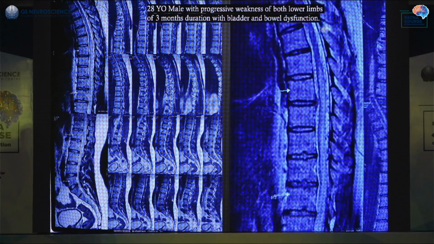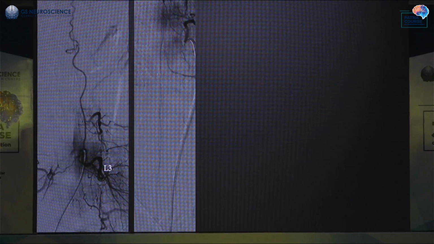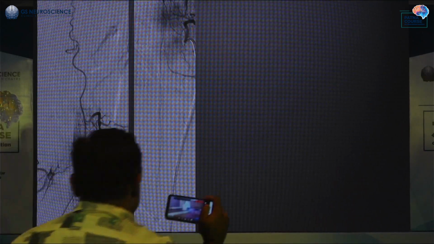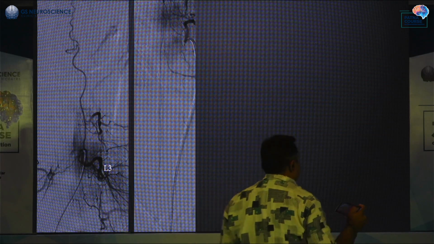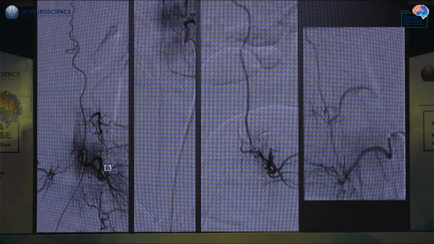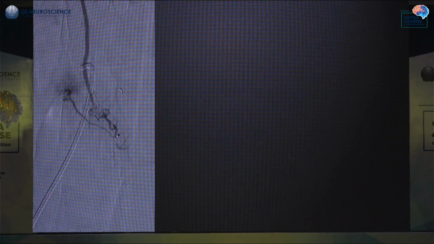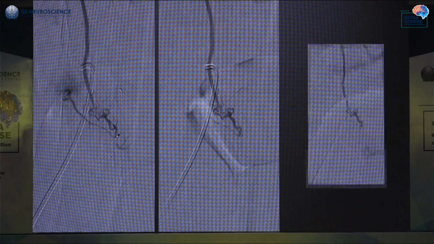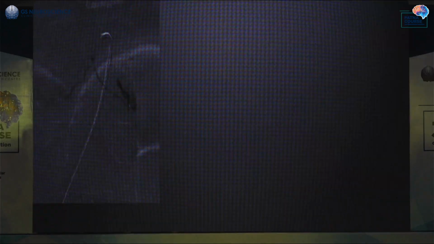This is a young male who presented with progressive weakness of both lower limbs. Obviously, you identify the fistula, you identify your anterior spinal and its supply, and then you do a microcatheter injection. And most of the time, whenever possible, I try to do both AP as well as the lateral view. The lateral view gives you much more information. Yeah, this is a microcatheter injection and then the glue.